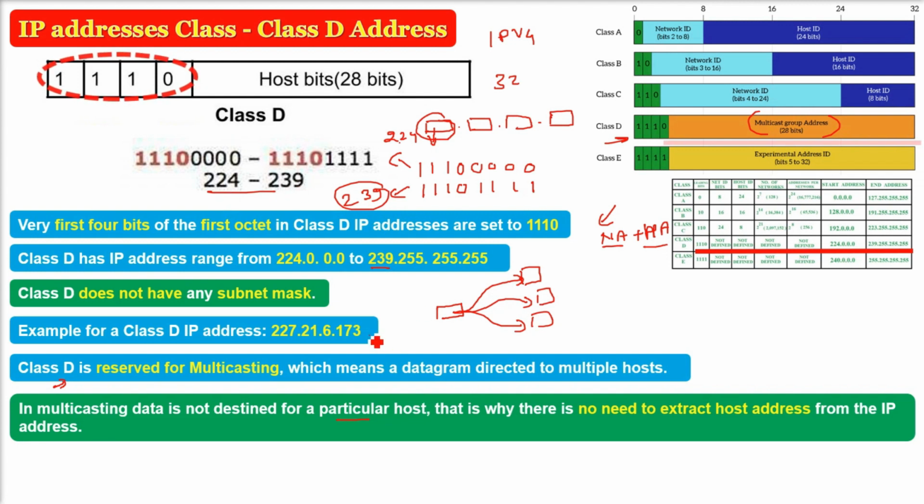Now let us come to an example. We are given 227.21.6.173. You just have to check the first octet. Does 227 belong to the range 224 to 239? Yes, 227 is in the range of 224 to 239. You don't have to worry about the other octets. It is a class D IP address.